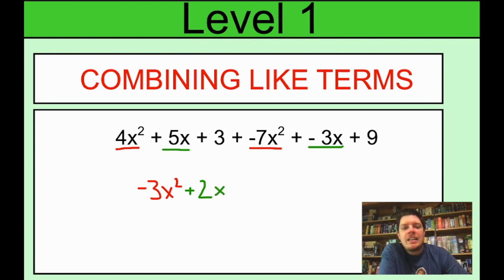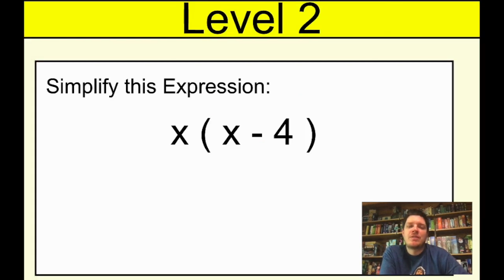And then, looks like we go down our line, we've got a 3 and a 9. We can add those together, and that would end up being 12. So again, just the big idea here is that you cannot combine x terms with x squared terms. Those are different terms. All right, with that in mind, let's look at 2 examples of new types of questions.